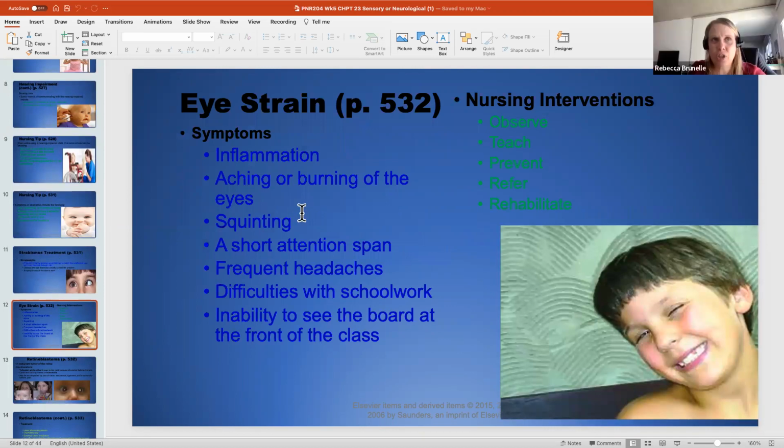Eye strain just refers to when kids have a visual acuity problem and they're squinting and trying to see, and that could cause their eye strain. Sometimes kids that have undiagnosed vision problems won't do as well in school. They might have behavioral problems. They might have frequent headaches. So if you have something going on with the kid that you can't find a specific illness for, it could be something as simple as they need glasses.